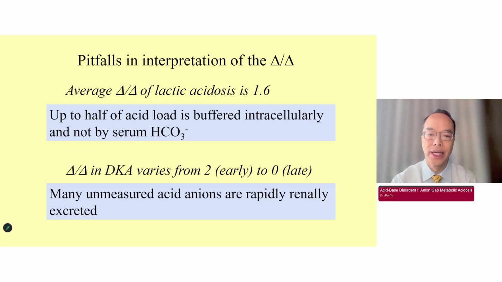And that's why the delta-delta is high. The other flip side of it is in an anion gap acidosis, the delta-delta can be low if those unmeasured anions are excreted rapidly in the urine. And there are a few classic examples. One of them is diabetic ketoacidosis, where the keto anions get excreted. So it's been observed that early in a DKA, when they present, the delta-delta can be high, like with lactic acidosis, maybe as high as 2, and late on it drops to as low as 0.